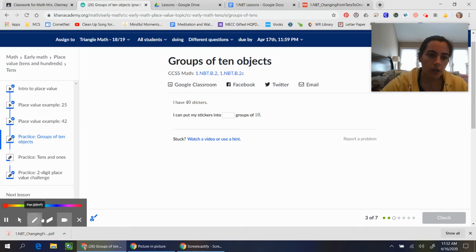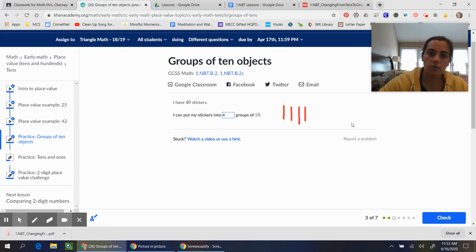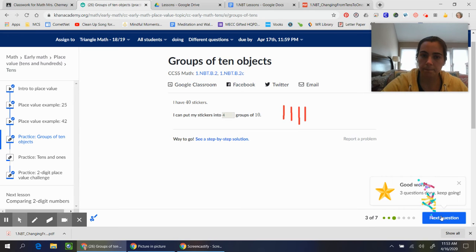So here we go. Let me draw out 40. 10, 20, 30, 40. Remember, these represent groups of 10. So how many groups of 10 do I have in 40? That's right, I have 4 groups of 10.